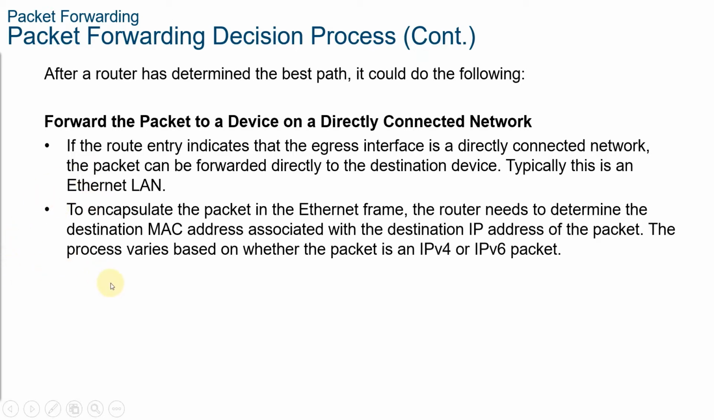Now, in the case of an IPv6 packet, the router checks its neighbor cache for the destination IPv6 address and an associated Ethernet MAC address. If there is no match, the router sends an ICMPv6 neighbor solicitation, or NS, message. The destination device will return an ICMPv6 neighbor advertisement, or NA, message with its MAC address. So the router can now forward the IPv6 packet in an Ethernet frame with the proper destination MAC address.